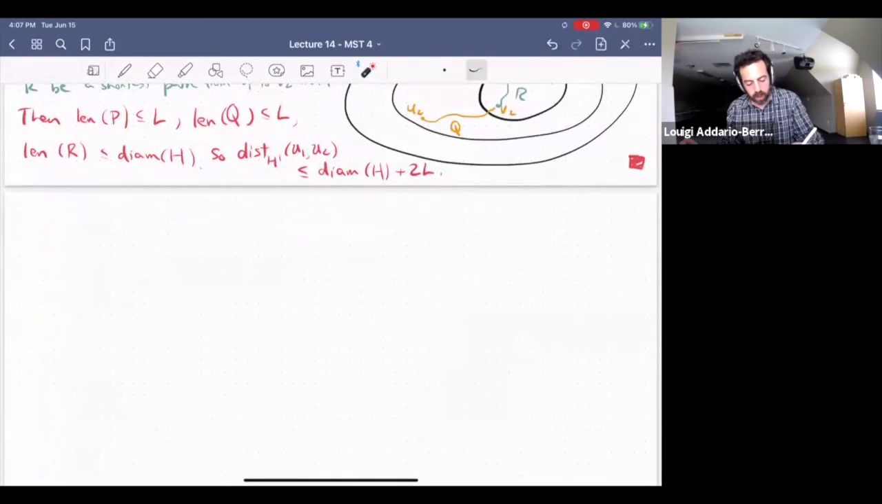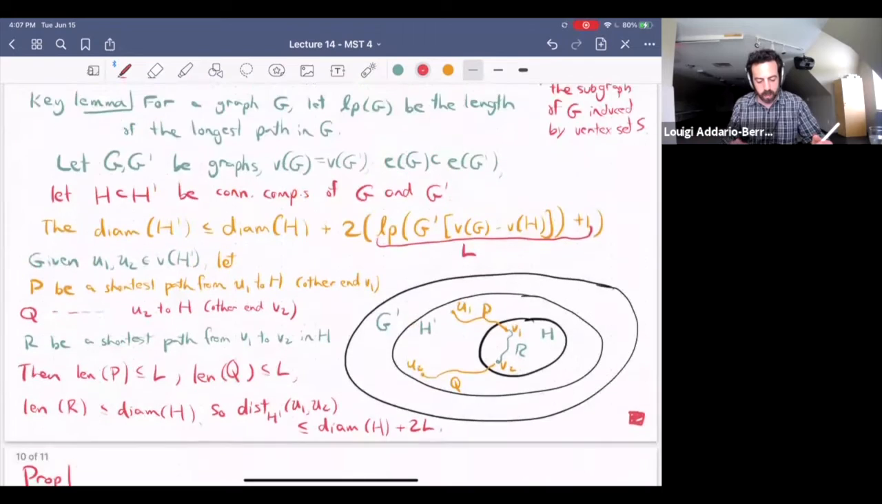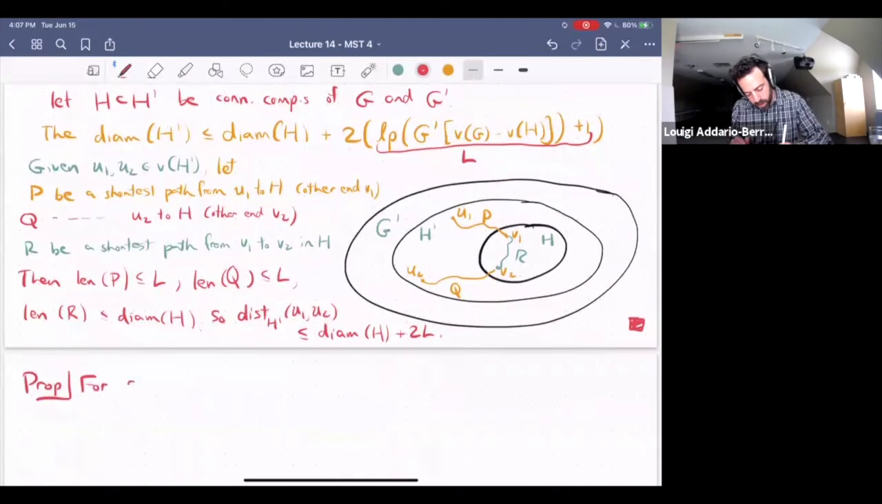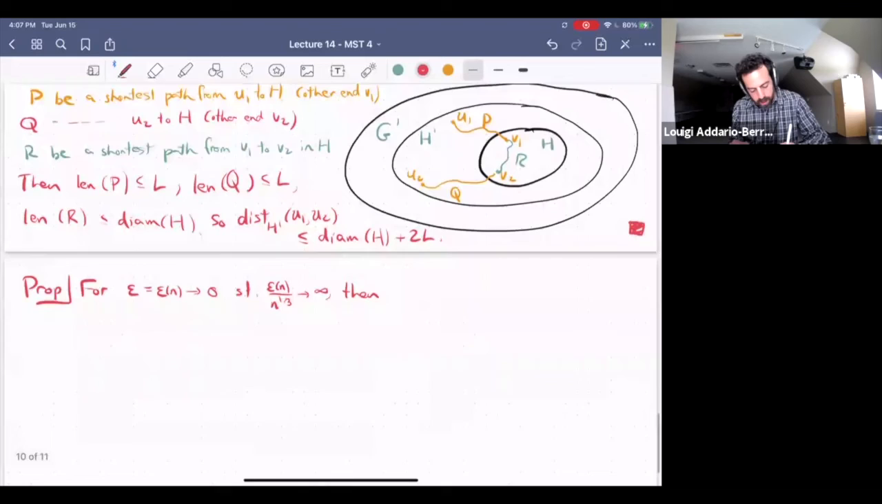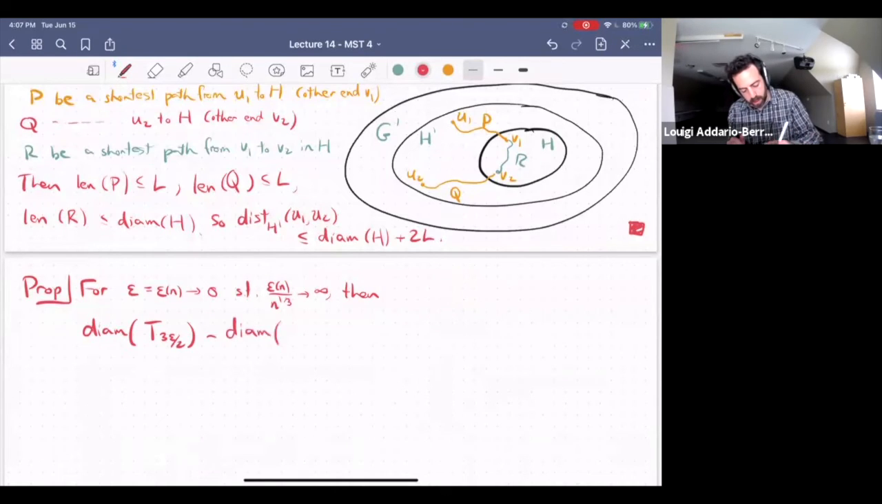Okay, so here's the proposition that's going to follow from that key lemma. If we take some epsilon tending to zero, such that epsilon cubed n tends to infinity, then the diameter of T at three epsilon over two is at most the diameter of T epsilon plus order log of epsilon cubed n over epsilon.